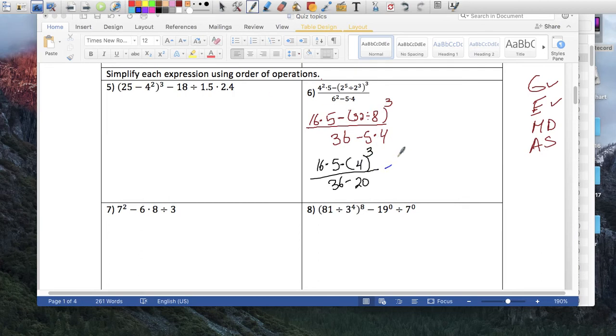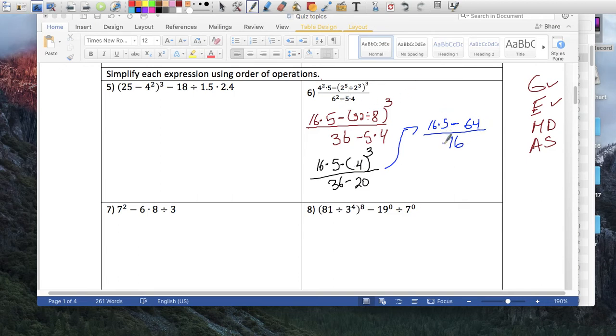Now, let me bring this over here. So on the top, I have 16 times 5 minus 4 to the 3rd. I still have to finish the parentheses, so let's do 16 times 5 minus, and 4 to the 3rd is 4 times 4 times 4, which is 64. All over 36 minus 20, which is 16. So at the bottom, I can actually do 36 minus 20. Okay. So I know the bottom all equals 16.